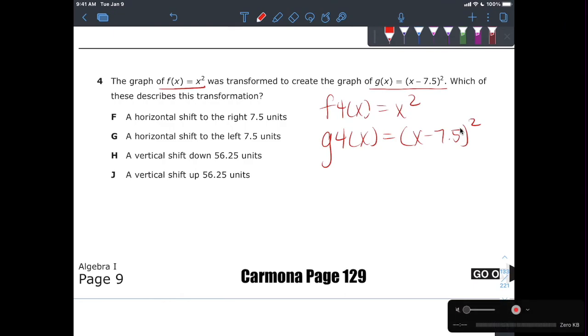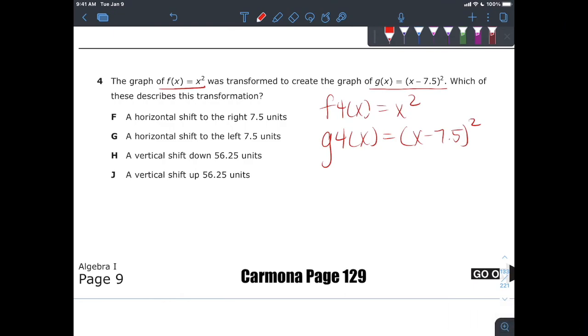So I'll look at this, and it says a horizontal shift to the right, 7.5 units. To the left, no. And it didn't move up or down. So my correct answer has got to be F.